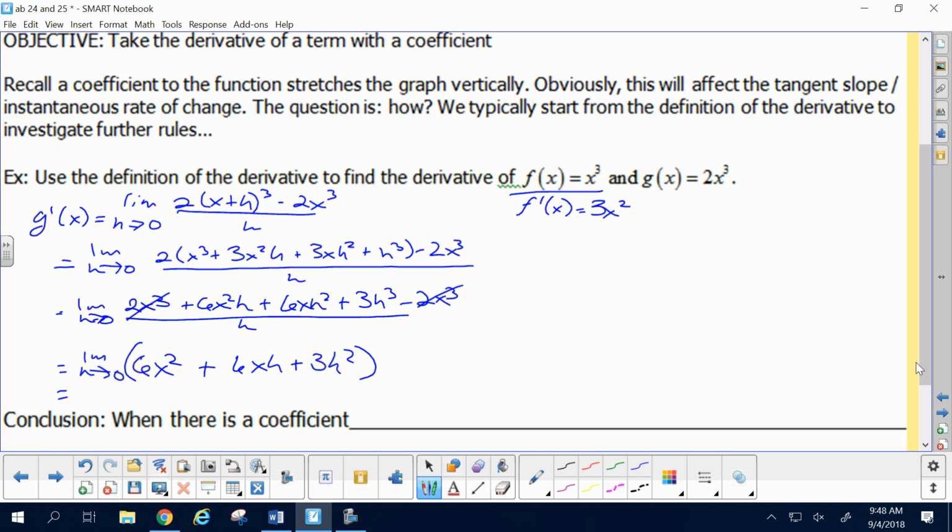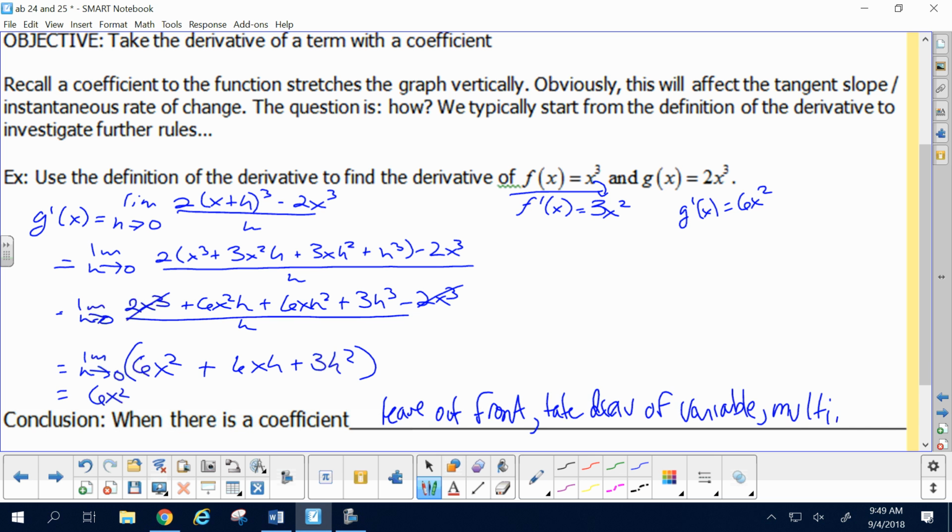How we coming? What'd you get? 6x squared because you were able to get there by the definition of derivative, or just because you knew the rule? All right, well then, the idea is that you see what happens here. If x cubed's derivative is 3x squared, and 2x cubed's derivative is 6x squared, then what seems to happen if you have a 2 up front, or a coefficient up front? You just kind of stash it out there and multiply it later. So if you have a coefficient up front, leave it out front. Take the derivative of the variable part, and then multiply later. All mentally, you don't have to show all that work.